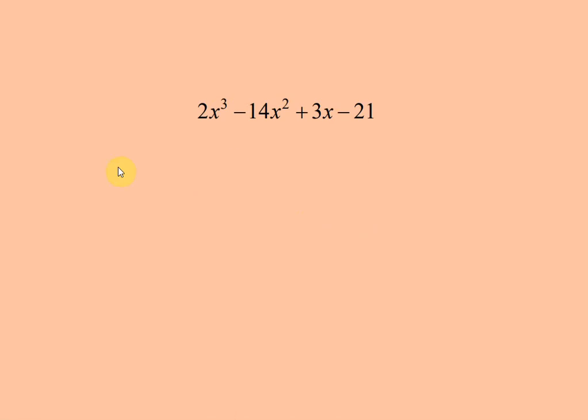So if I look at this polynomial, I notice that the first 3 terms have x's, but not all 4 terms. The first 2 terms are divisible by 2. The last 2 terms are divisible by 3, but there's nothing that all 4 terms are divisible by. So they don't have a greatest common factor.